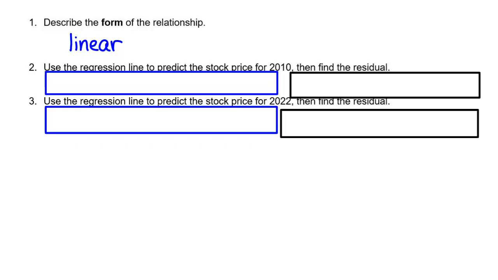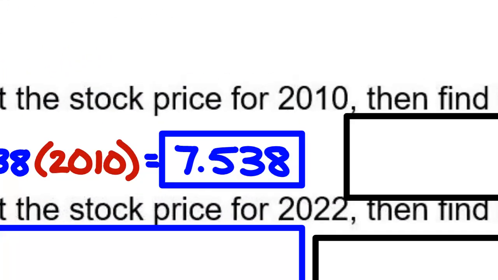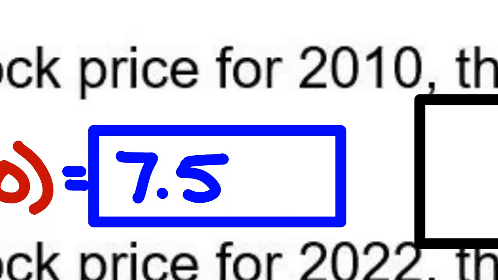What's the prediction for 2010? 7-ish? Can anybody give me a little bit more precise than 7-ish? 7.538. Yep, we're just plugging it in. We are talking about stock prices here, though, right? If I'm talking about money, reasonably, how many decimal places should I take this out to? 2. So we should probably round this off to 7.54.